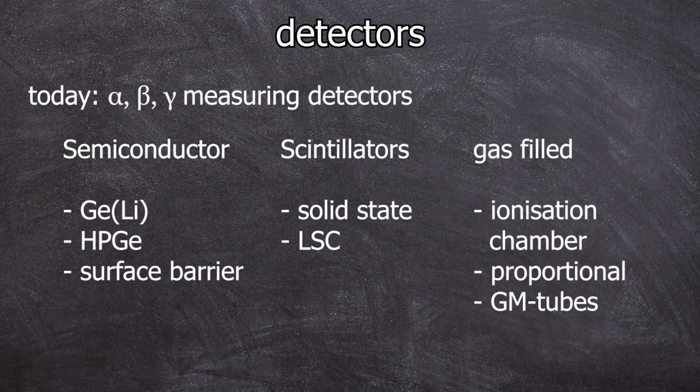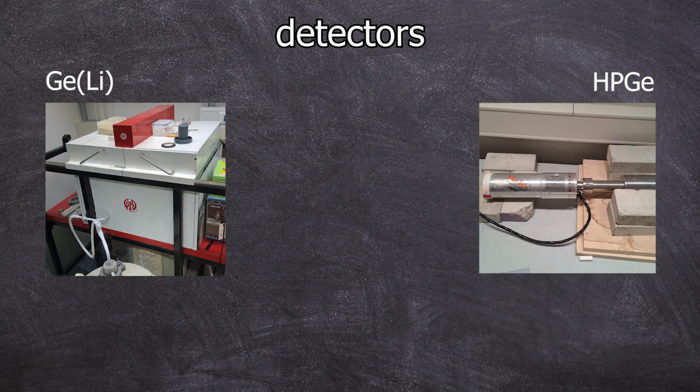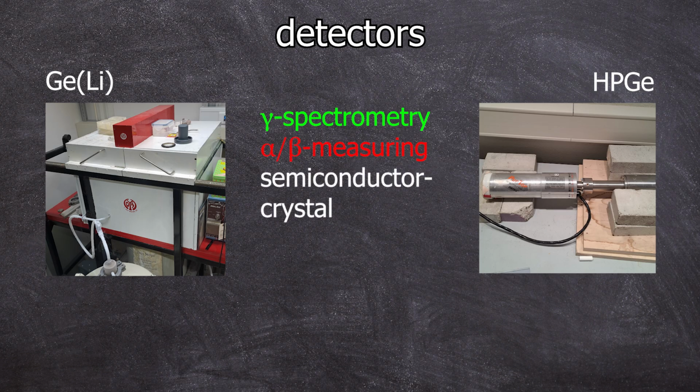Let's start with the Ge(Li) versus high-purity germanium. Both are used for gamma spectrometry and thus are unsuitable for measuring alpha and beta radiation. Both use a semiconductor crystal. In this case, it's mainly germanium.